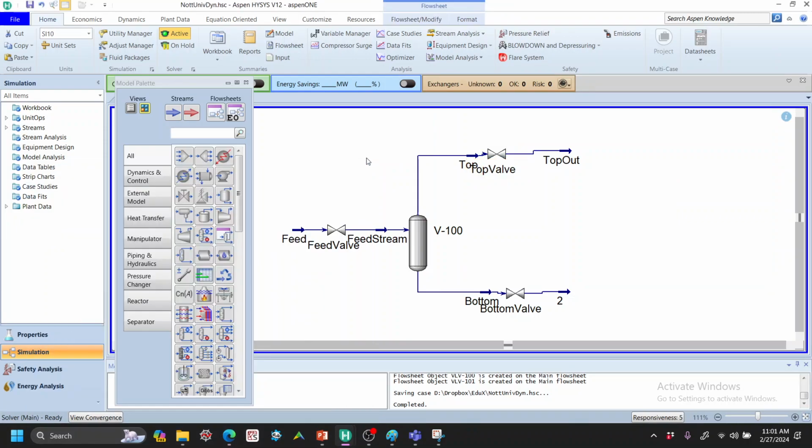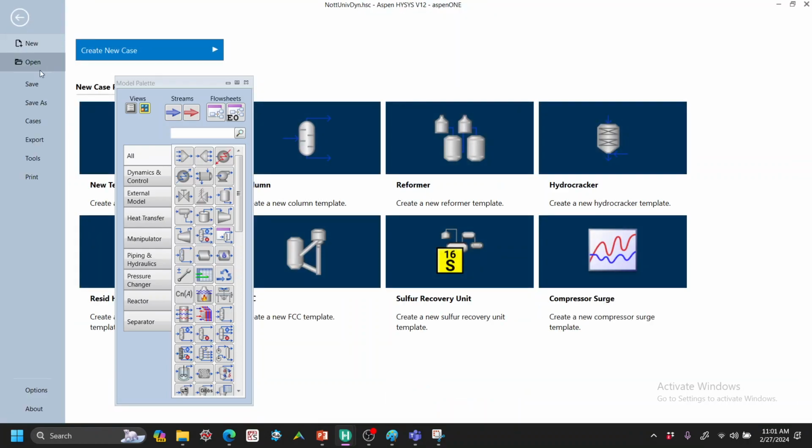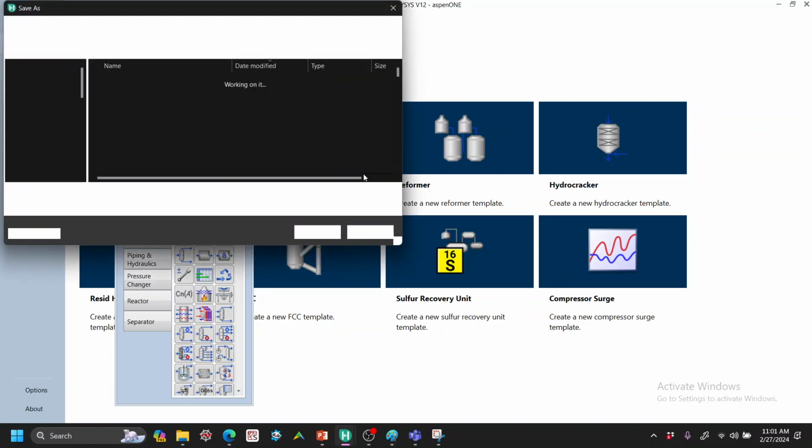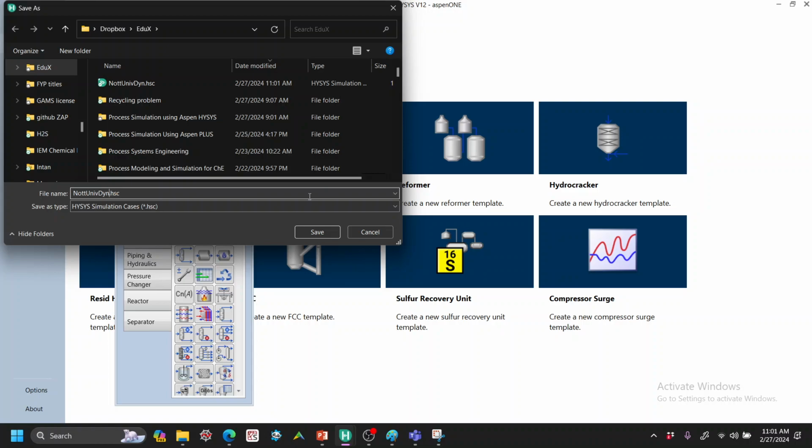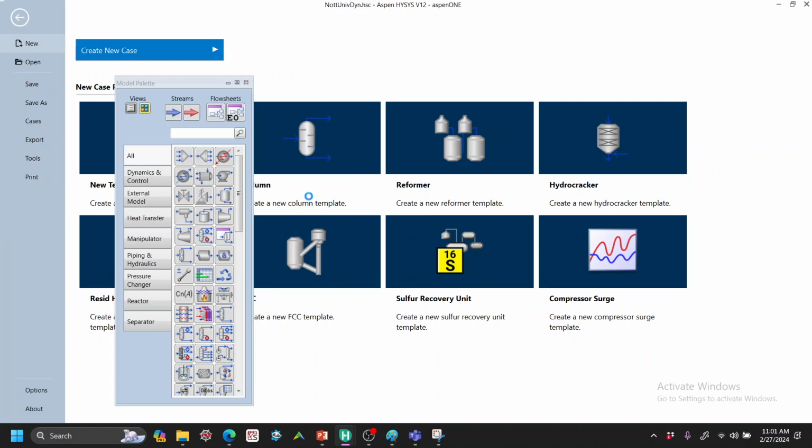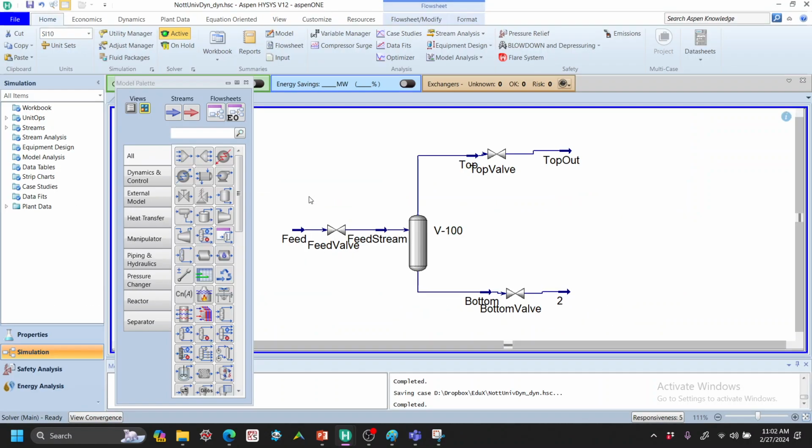So now we save. Okay. Now we save it, and now we want to make this into dynamic mode. A good practice is to save this under a different name. So this is dynamic. We have saved that one in the steady state. Now we want to transform this particular file into a dynamic simulation.